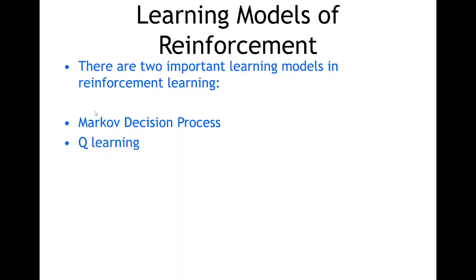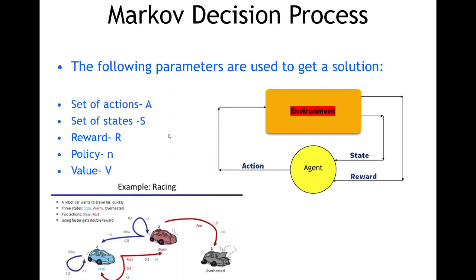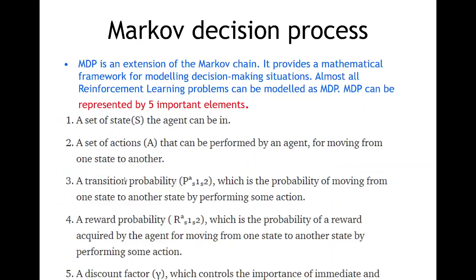Other than the Q-learning method that we actually use for reinforcement learning, there is the Markov decision process. In a Markov decision process, once again, we are talking about the agent and an action, a state and a reward. So we have a set of actions, a set of states, a reward, a policy, and a value. The Markov decision process is represented by 5 important elements. A set of states the agent can be in, a set of actions that can be performed by an agent for moving from one state to another, a transition probability, which is the probability of moving from one state to another state by performing some action, a reward probability, which is the probability of a reward acquired by the agent for moving from one state to another state by performing some action, and a discount factor, which controls the importance of an immediate and future reward. We will discuss this later in our next session.